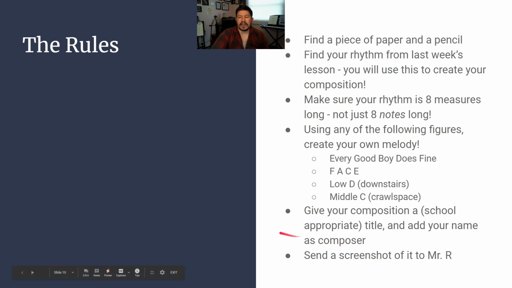And then you're going to add your name, not my name, your name, as the composer, because you're the one who composed this rhythm, or this melody. You're the one who composed this unique song. And then I would very much like it if you would hold it up and take a screenshot of that to send to me so I can see what you worked on.